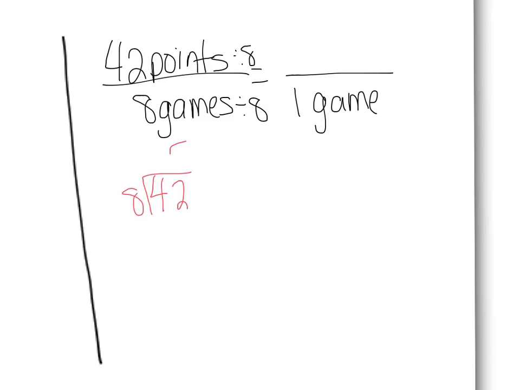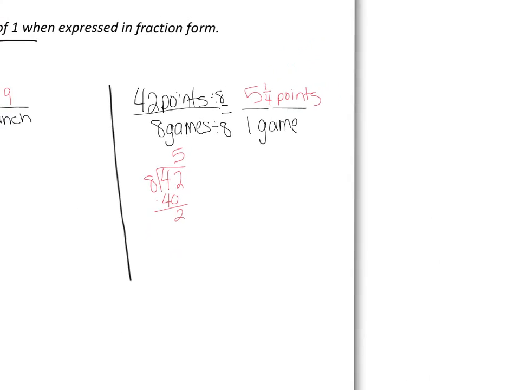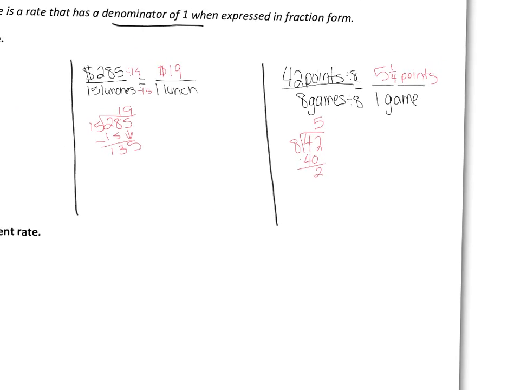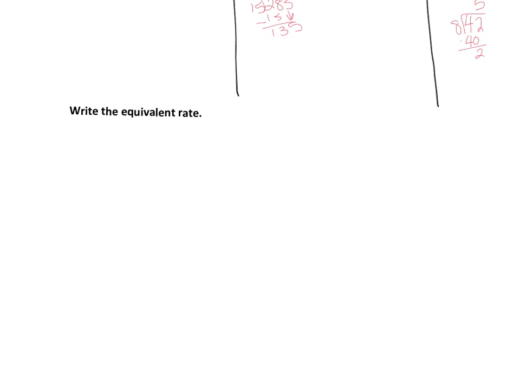So 8 will go into 42 5 times. So we're going to have 5 for our whole number. It has 2 left over out of 8. But once again, we don't want to leave that as an unsimplified fraction. So our answer would be 5 1/4 points per 1 game. Okay, so unit rates, not too bad. You're going to divide your numerator and your denominator by whatever your denominator is.